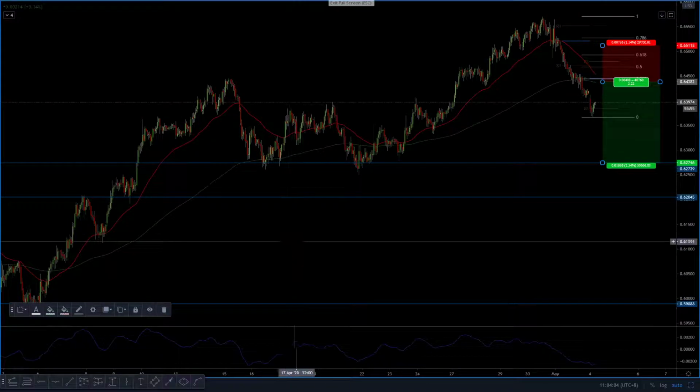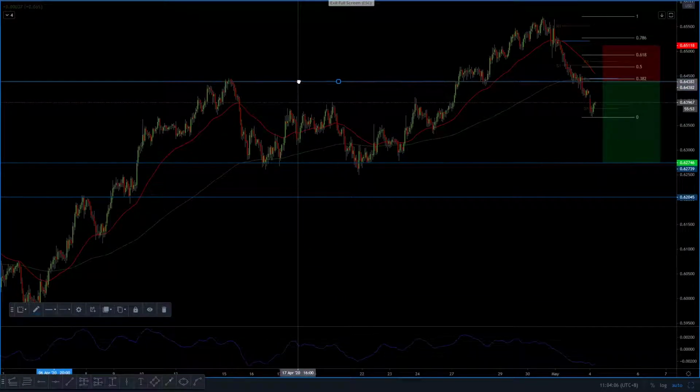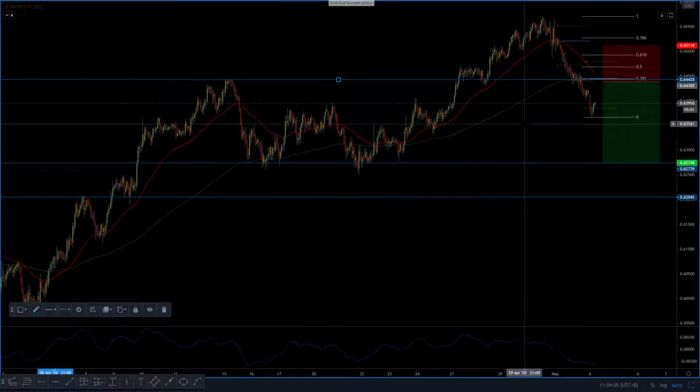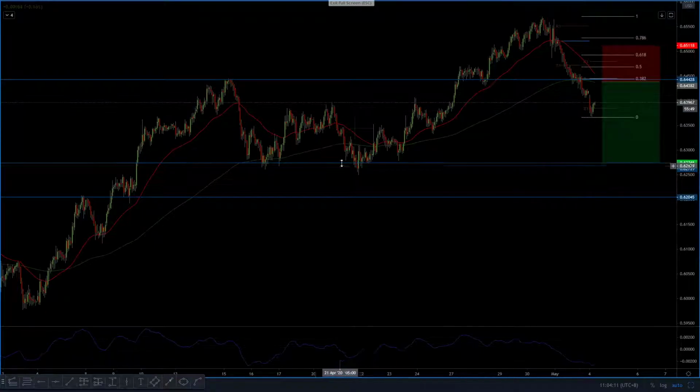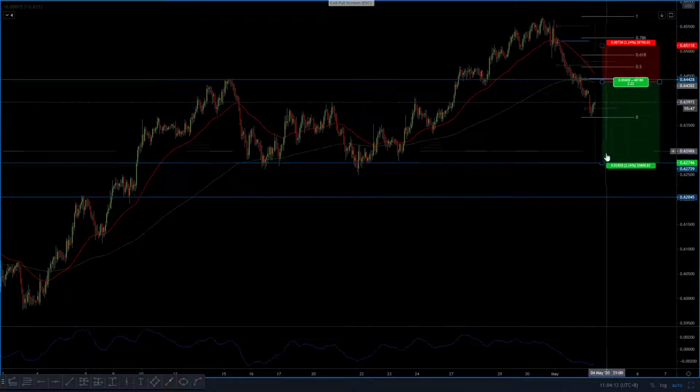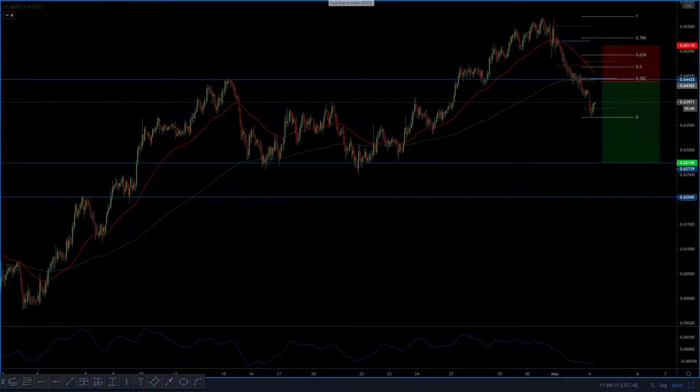0.618. We've got horizontal support and resistance there, which would be right on our entry. So a beautiful break and retest at this point will give us a very nice trade. Hopefully we can get an entry on this one.